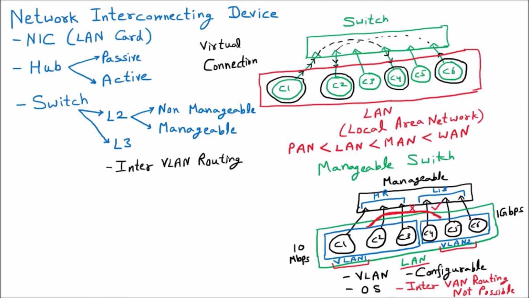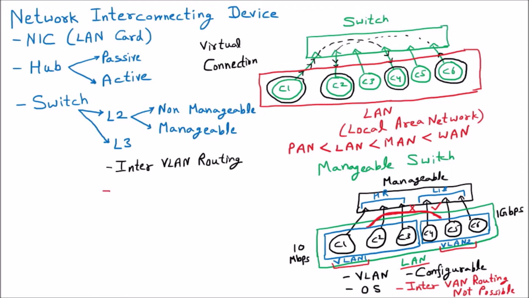Now what does that mean? If I take a real-life example, a class of 60 students, which is a LAN, is divided into two groups. First 30 are VLAN 1, next 30 are VLAN 2. They are at separate places, but they are still talking, meaning VLAN 1 can send data to VLAN 2. That is inter-VLAN routing. It is possible.